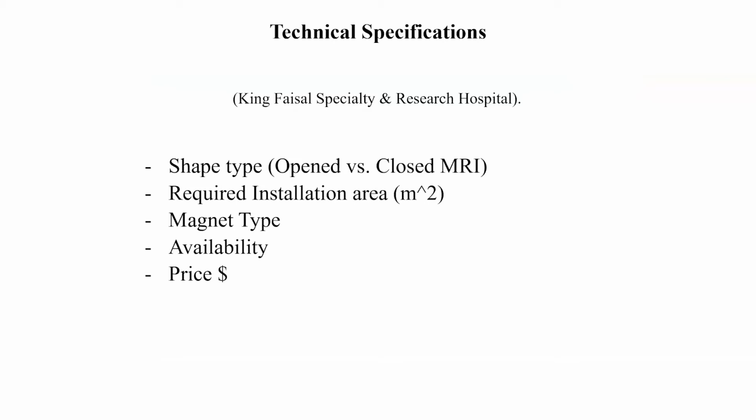First, we have to consider the shape type. It is very important for the claustrophobic people, the people who suffer from being in tight places. Also, the area is very important, so we can calculate the area needed to be specified for the MRI device. As we all know, we need to consider different things in this.